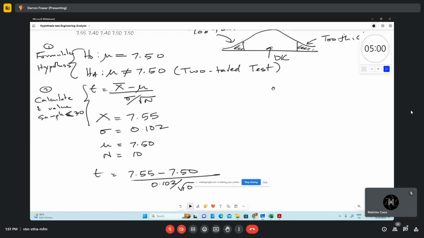So 7.55 minus 7.50 divided by 0.102 divided by the square root of 10.